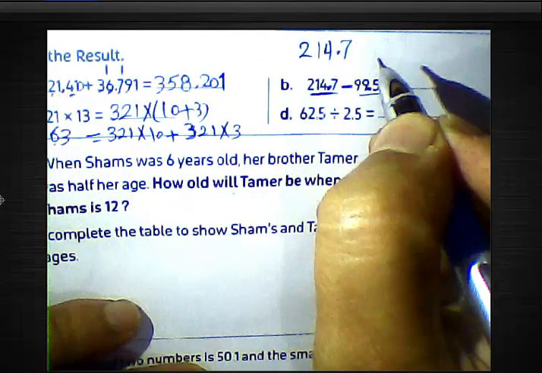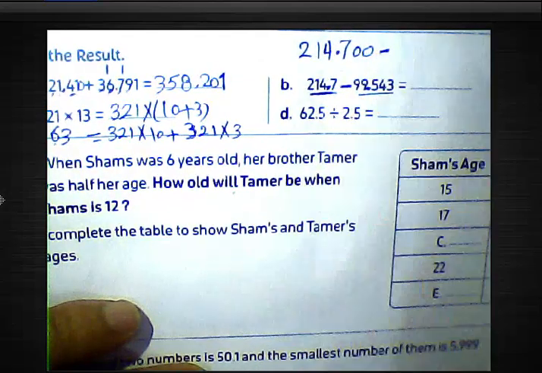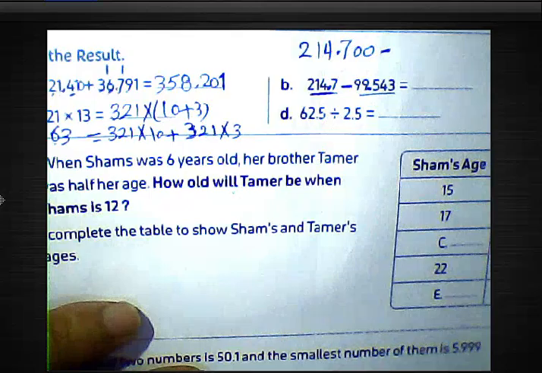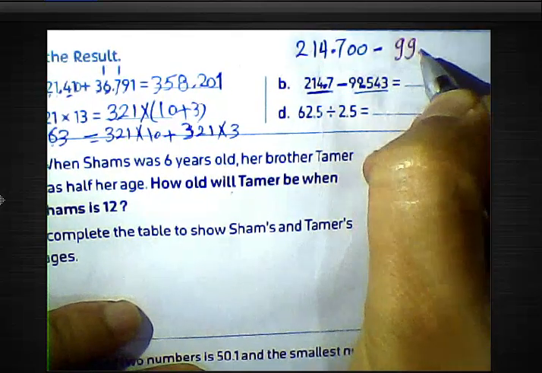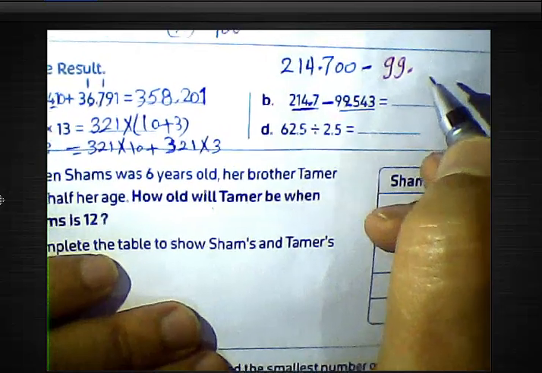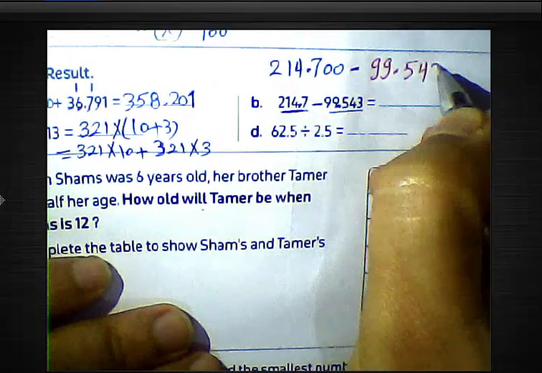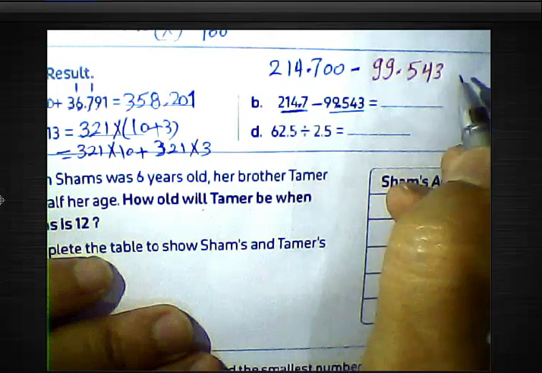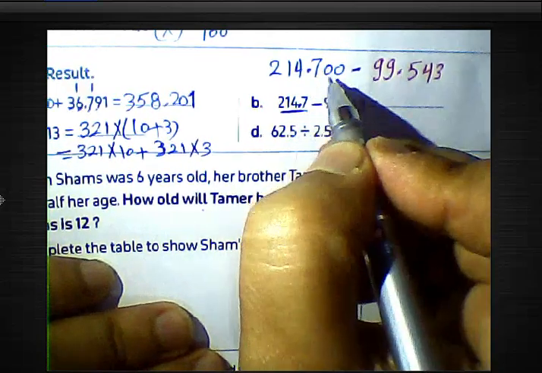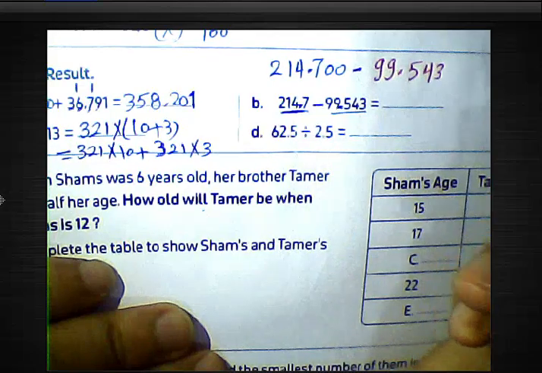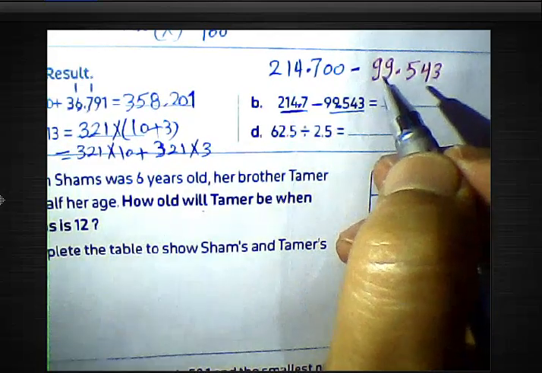We must write double 0 behind 214.7 to find the difference between them, and 99.543. Look at here. 0 minus 3, we can't do it. We must borrow 1 from 0, but 0 can't give 1 because 0 is less than 4. 0 can't give 1. Okay.